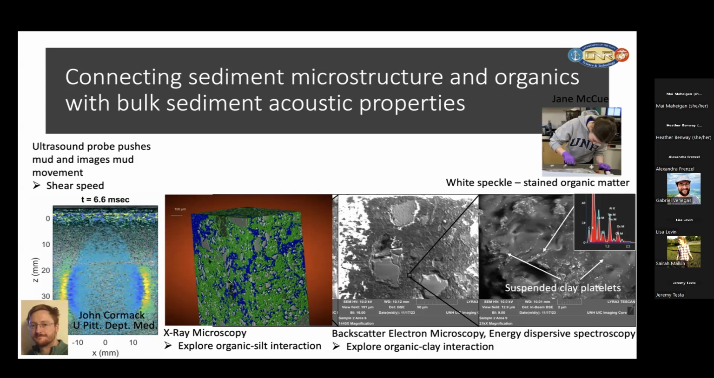So we do X-ray microscopy, backscattered electron microscopy, and energy dispersive spectroscopy to try to find where the clay platelets are and where the organic matter is. And we stain the organic matter with various chemicals to see it in the SEM and identify its elemental composition.